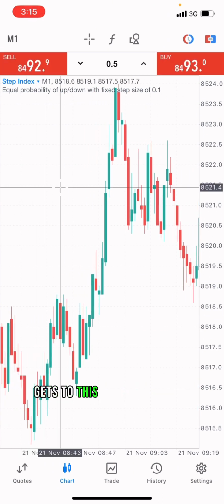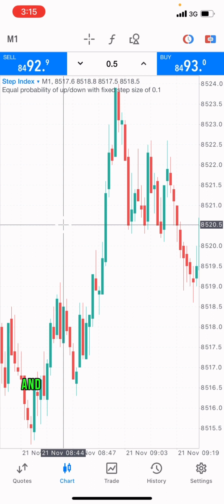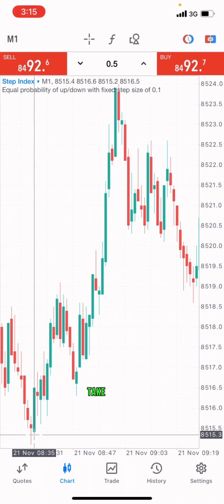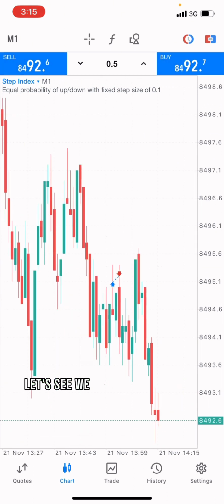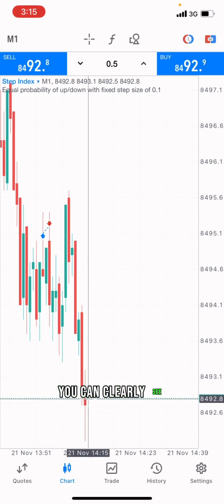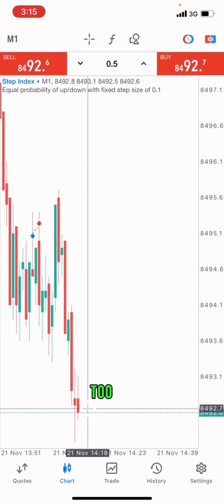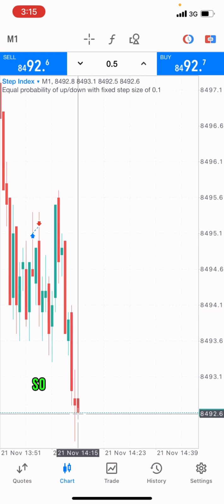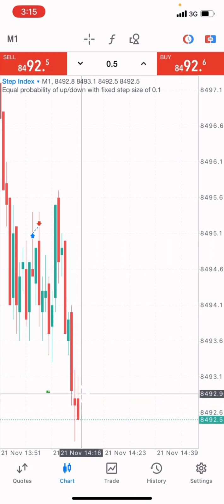So what you need to do is to wait. Whenever the market gets to this level right here, you take a sell, and whenever the market gets to this point, you take a buy. For instance, let's say we take a buy. Right here you can clearly see that the market has gotten to the support zone, so what we're going to do is to take a buy.